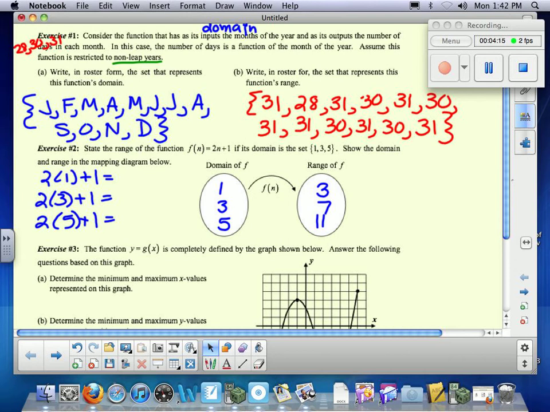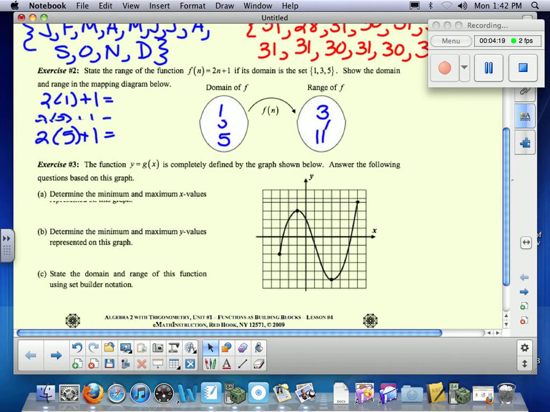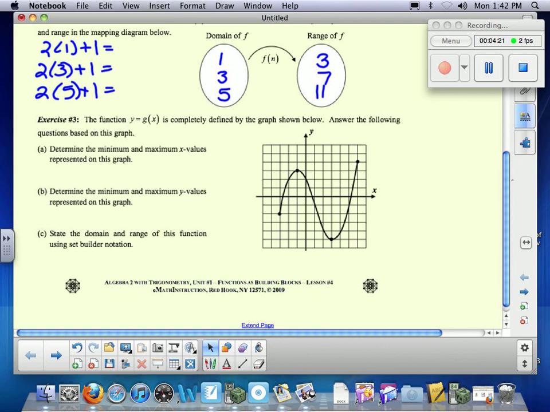And then we can look at domain and range in terms of a graph. So we have some beautiful function here. What are the minimum and maximum x values? Here's our x-axis. What is the minimum and the maximum? In other words, how far over do we go? Our lowest value and our largest value on the x-axis.